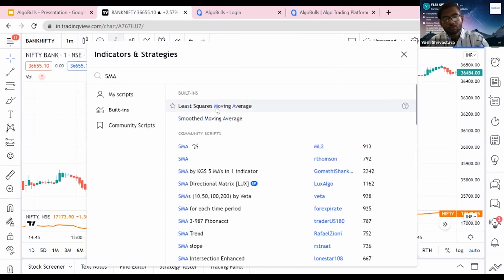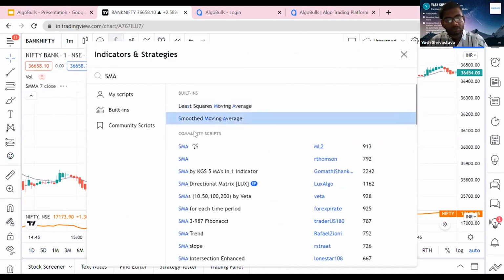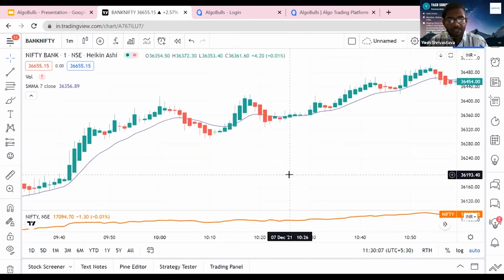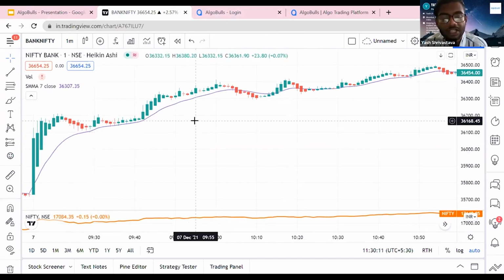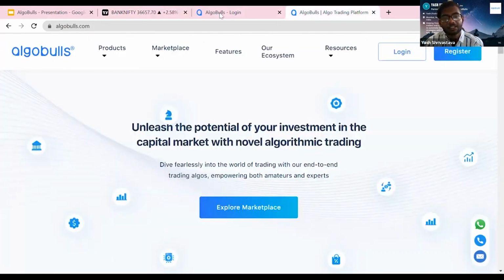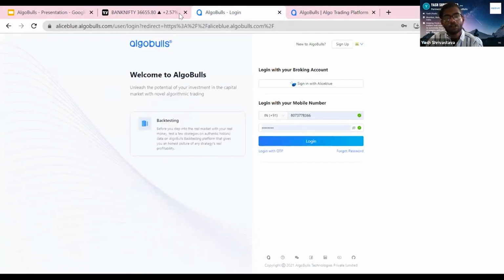So I would just want a smooth moving average or exponential moving average. Yes. So as you could see, the strategy is running on a 1 minute graph. This strategy on our marketplace is called Option IV Buy. I'll just show you how the strategy has been performing with the help of algorithmic trading.